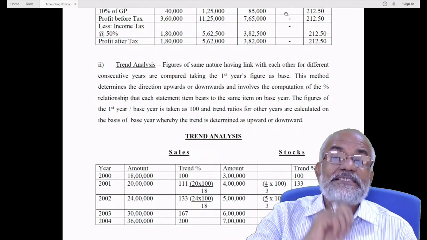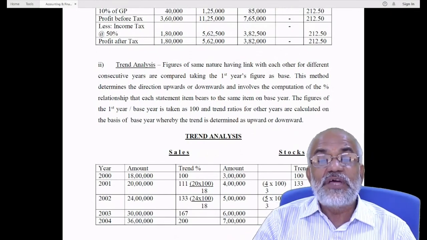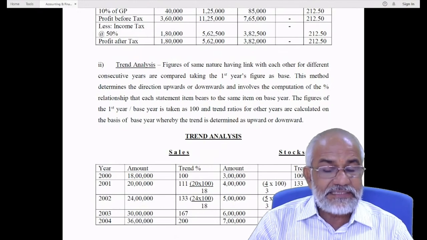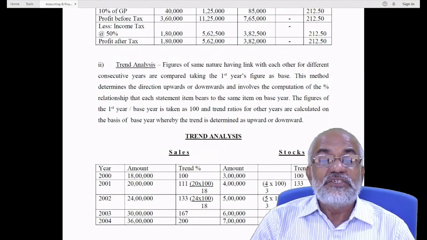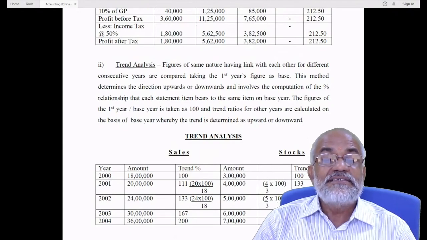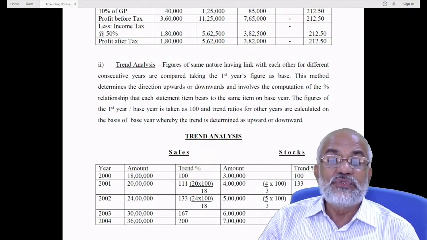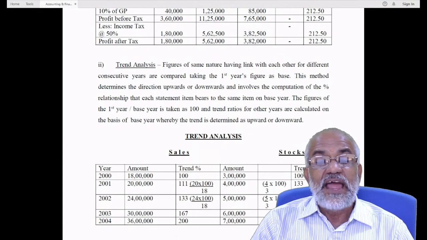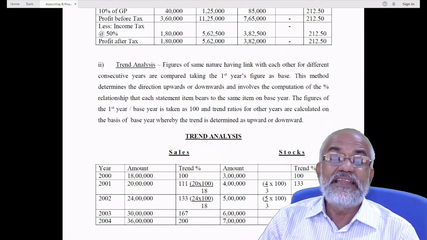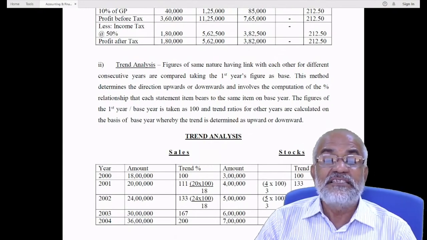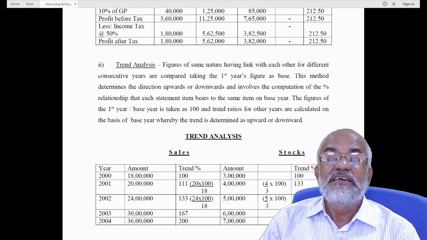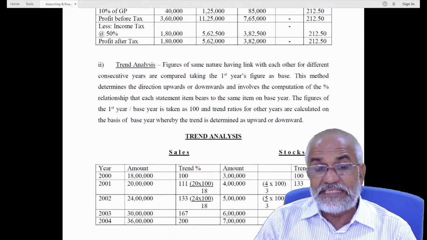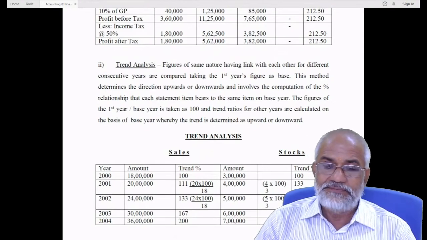The amount of sales for the year 2000 is 18 lakhs. For the year 2001, it is 20 lakhs. In the year 2002, it is 24 lakhs. In the year 2003, it is 30 lakhs. And in the last year, that is the year 2004, it is 36 lakhs. That means it is in a continuous increasing trend from year to year.